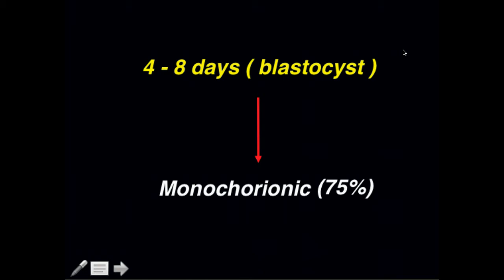If that zygote decides to split later than the morula stage of development, in other words, it divides after the formation of the blastocyst, 4 to 8 days, then these fetuses will necessarily share a placenta, and that is going to occur in the vast majority of monozygotic twins, 3/4 of the time.